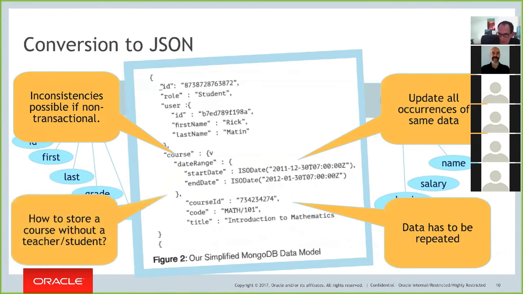And the next problem is, how do you store, for example, a course that does not have a teacher yet? So here, course is a dependent object of the person, which could be a student or a teacher. But let's say in the next year you want to have a new course, let's say physics, and you haven't found a teacher yet. Well, how do you represent this data?